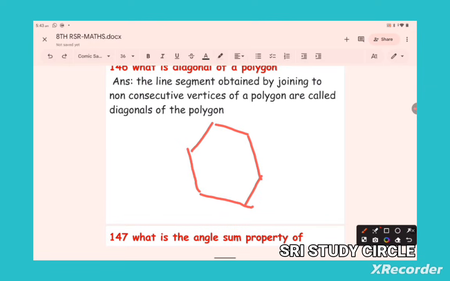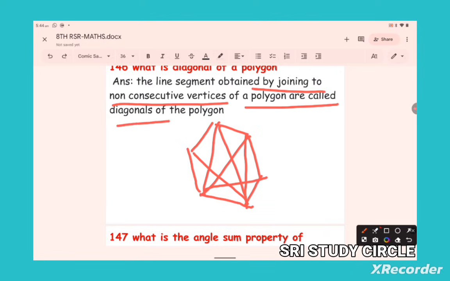Suppose this is a polygon. Here this is one diagonal. This is one diagonal. Also this is a diagonal. Next, here this one is one diagonal. This one is one diagonal. This one is one diagonal. The line segment obtained by joining the non-consecutive vertices of a polygon is called a diagonal of the polygon.